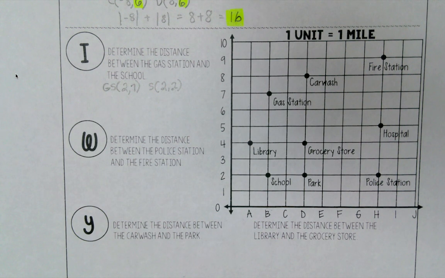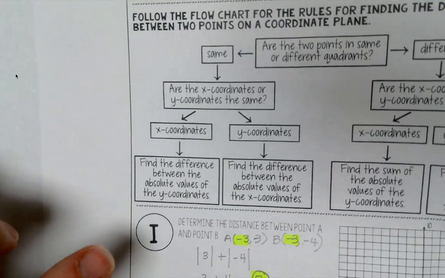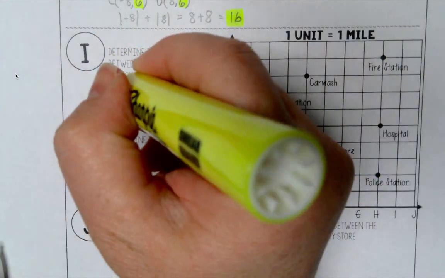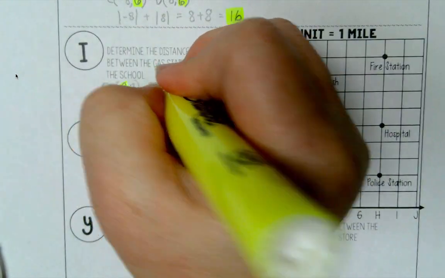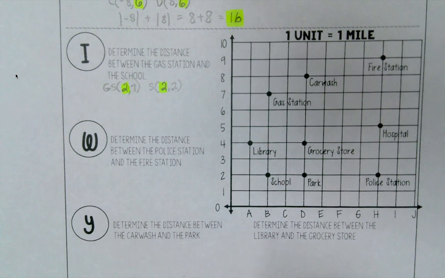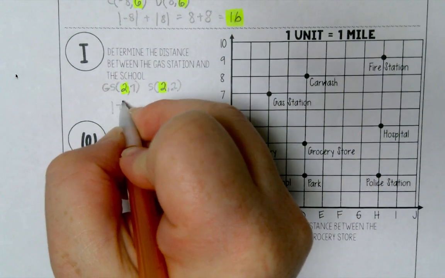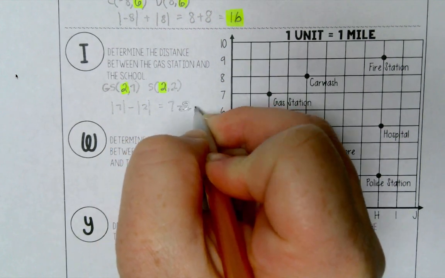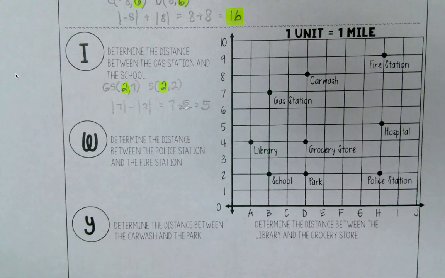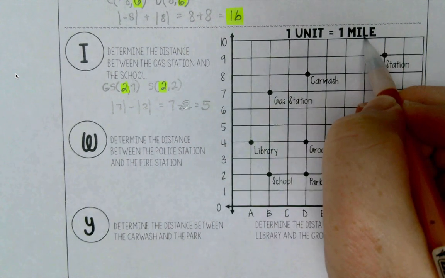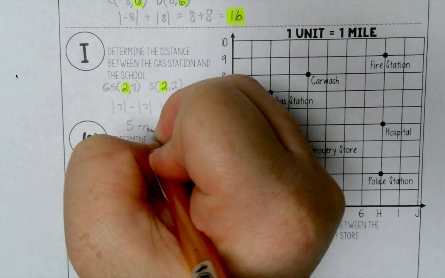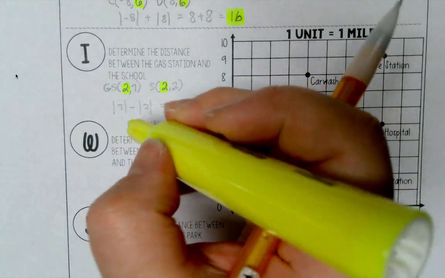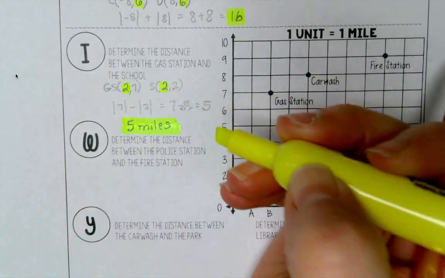So if you're looking at your flow chart, we're going to hang out on this side right here. So highlight the ones that are the same. So my X's are the same. So we're going to find the difference of the absolute values of your y's, which you get 7 minus 2. Ooh, and you get 5. But this time we got to use unit of measurement because they give it to us. So 5 miles. We could make that hike to school. Well, I don't know. I don't want to go to the gas station after school. I don't know if I'll walk there. Maybe not.